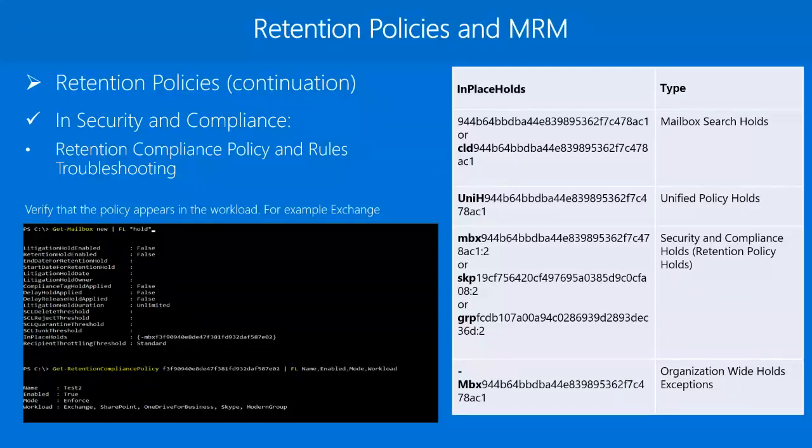Currently, the system automatically attempts to remove the delay hold after 30 days. However, you can manually remove delay hold by running the set-mailbox command with the switch RemoveDelayHold. And for an inactive mailbox, you have to add the switch InactiveMailbox. Moving on.